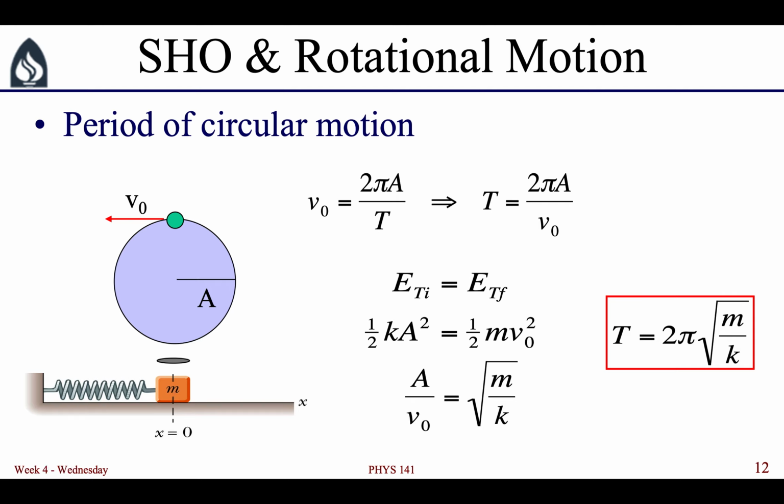Another way of thinking of that is that if we imagine shining a light from above down on this ball, then the ball would cast a shadow that would move right along with the mass on the end of the spring.